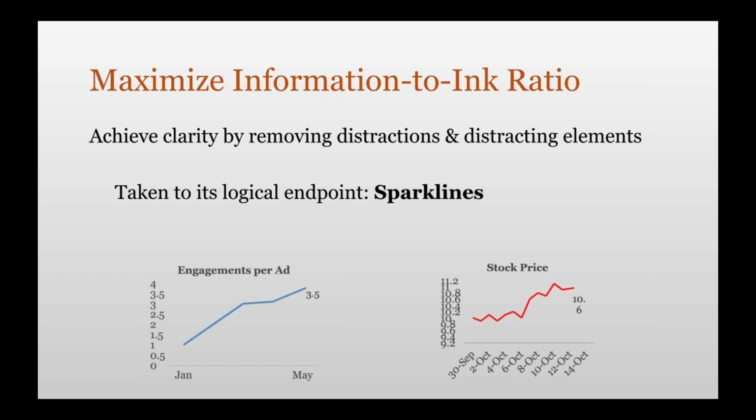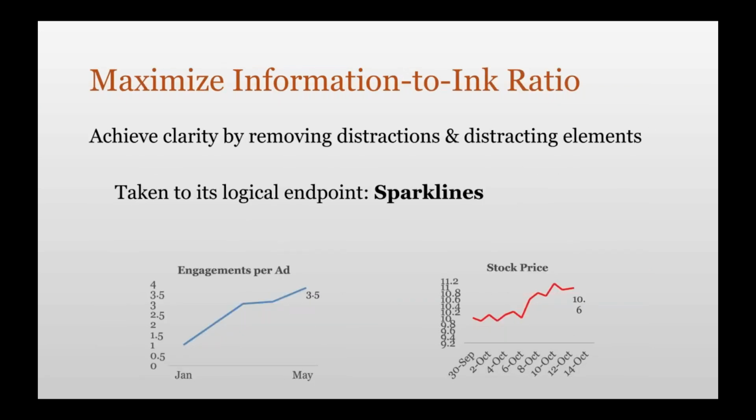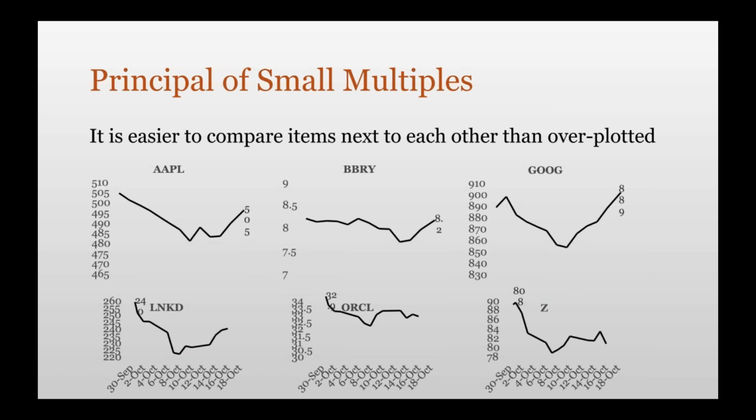Taken to its logical endpoint, you have what are called spark lines. These are meant to be very bare bones. A lot of times you'll see these spark lines by taking away a lot of distracting elements. It makes comparison a lot better. So looking at small multiples of spark lines, you're able to more clearly compare what you're looking at.